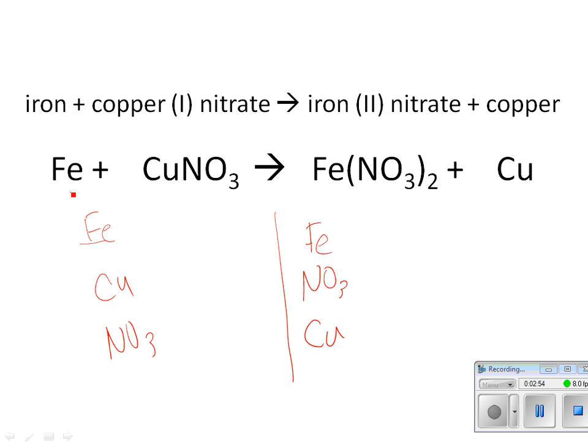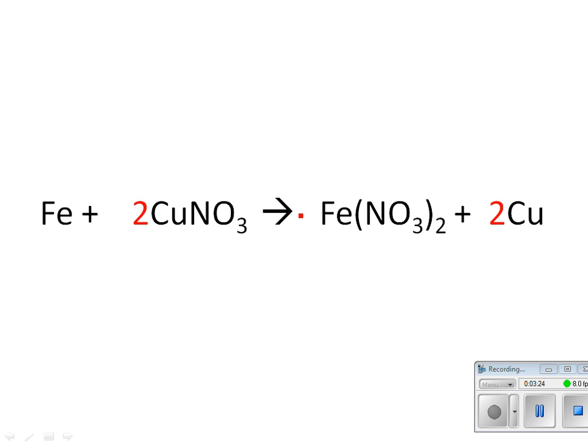1 iron, 1 iron. 1 copper, 1 copper. The only difference between the 2 is we have 1 nitrate here and 2 nitrate there. So if we add 2 here, we fix nitrate, and now we just need to fix copper. So hopefully by this point you can solve some of these without having to write everything out just by looking at it. And that is our balanced equation.